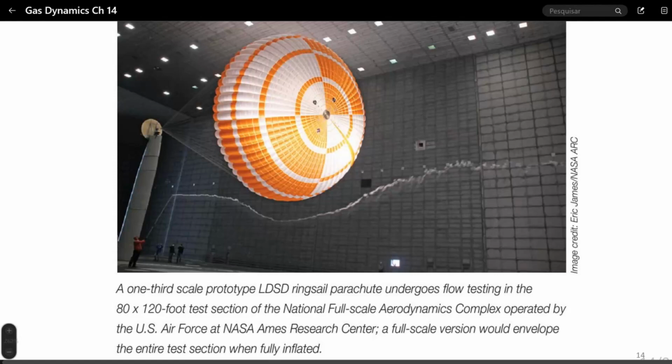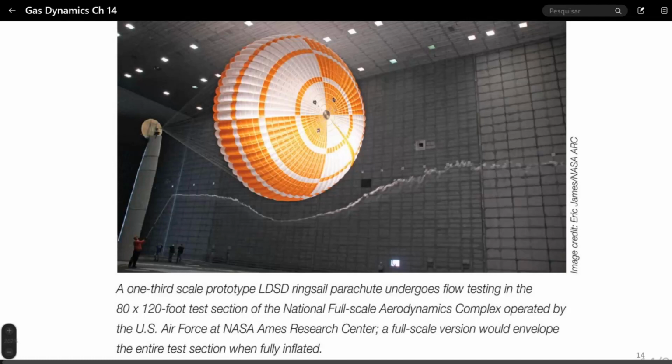Parachute in a wind tunnel. You can see a huge wind tunnel at the Air Force Ames Research Center. It's a subsonic wind tunnel, and you can see the size is an 80 by 120 feet test section. To obtain meters, we must divide by 3, so it's almost 30 meters by 40 meters cross section. Very big. You can put a complete airplane inside this test section.